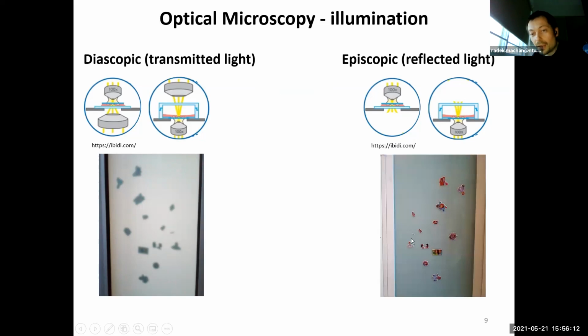And now this is a reflected light image. I am on the kitchen side, which means I'm on the same side where the light source is, and I see the light reflected from the door.